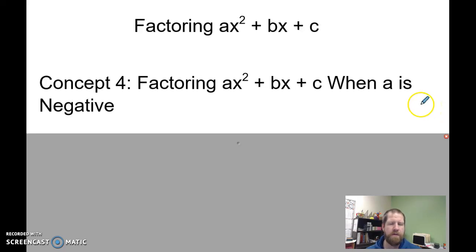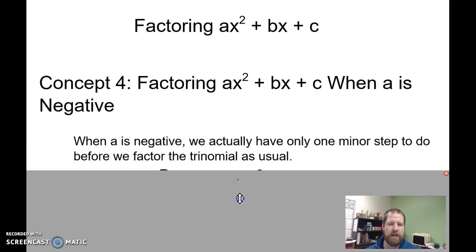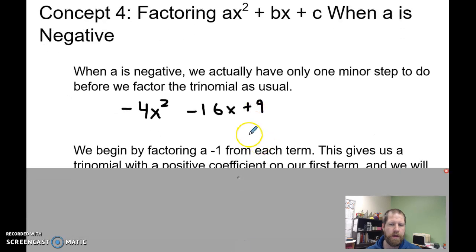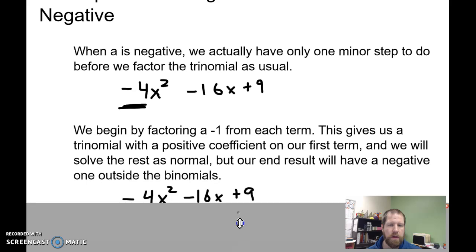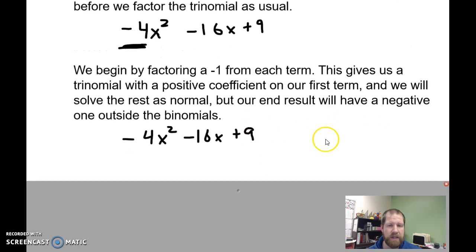Concept 4, factoring ax squared plus bx plus c when a is negative. Alright, so when a is negative, meaning our coefficient on that first term is negative, there is one step we have to do before we can factor our trinomial the same way we would normally. Alright, it's actually pretty simple.